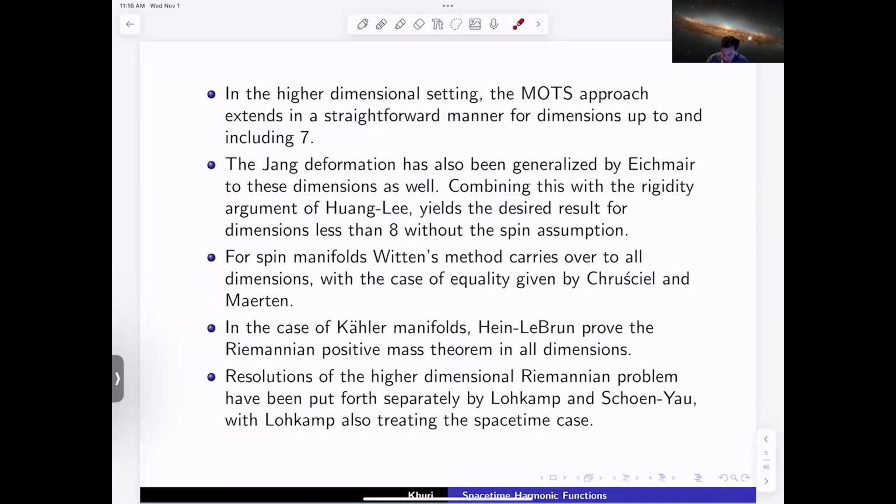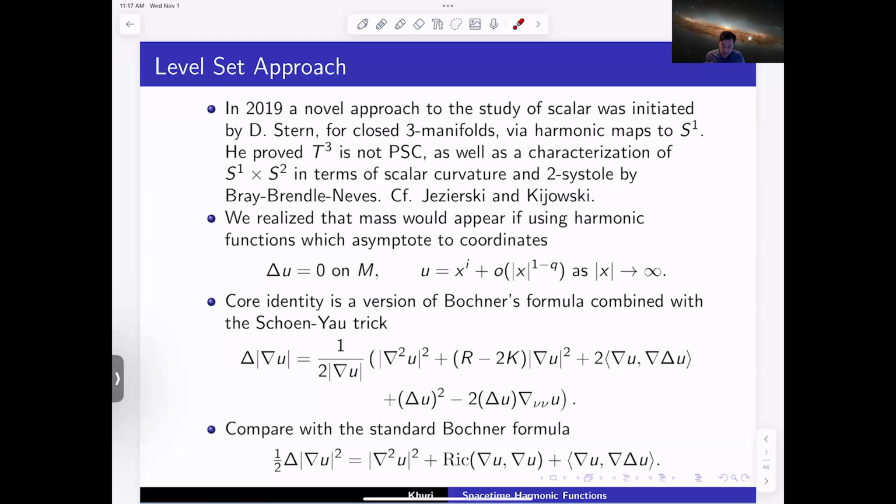Okay. And there are higher dimensional statements as well, though we won't focus on that in this talk. The MOTS approach extends up to dimension 7, just like the minimal hypersurface approach, and Eichmair has extended the Zhang deformation up to those dimensions for the spacetime version. And there's a Kähler manifold proof for all dimensions by Hein and LeBrun. And then there have been proposals for the higher dimensional case put forth by Lohkamp, Schoen, and Yau for the time-symmetric Riemannian case. Okay, so now we get to the level set approach.